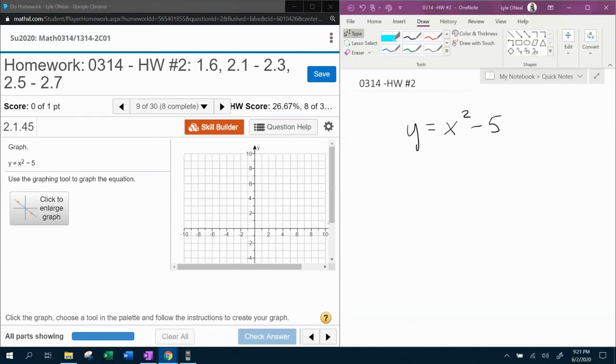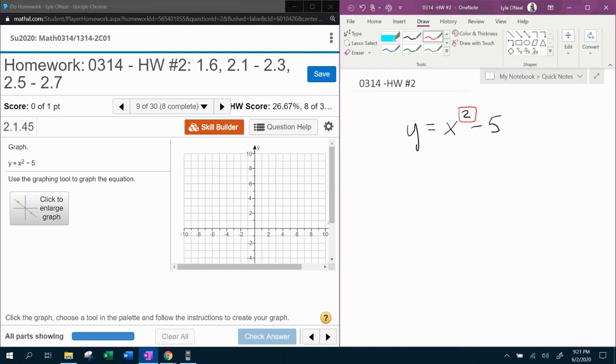Question number 9 from our 0314 homework number 2 in MyLab Math. They want us to graph this equation. I would like to point out, first of all, that this equation is not linear. Notice that our x has an exponent. When you have an exponent of 2 and no bigger power, that makes the equation quadratic. So this is going to be graphing a quadratic equation.